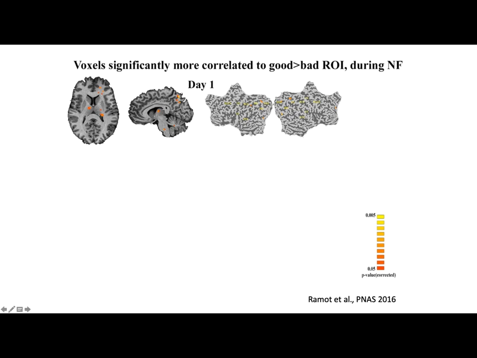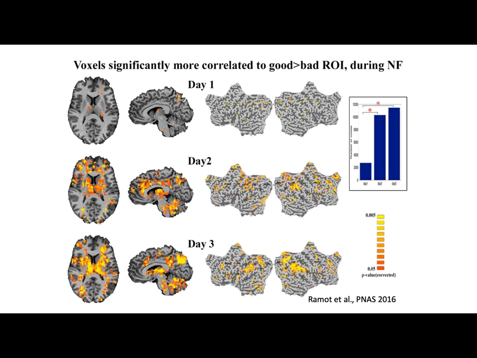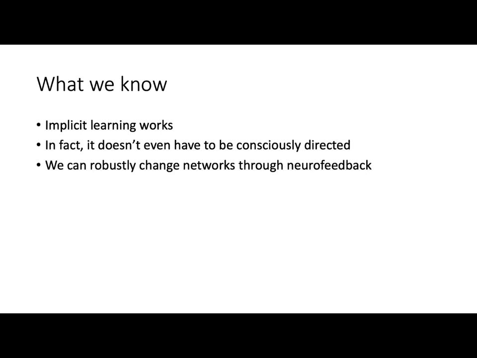And then we looked at connectivity in the brain. This is on the first day of training. These are voxels that are more correlated to the good ROI, whatever it was, right, whether it was faces or places, than to the bad ROI. And on the first day, there's no significant difference. On the second and third day, there's significantly more voxels that are correlated to the good ROI. So the training worked, and we changed connectivity in the brain. Even though people had no idea what they were doing, they weren't trying to learn. They were just inherently motivated by the good and bad sounds. Okay, so training can be implicit, and people don't even have to be trying for it to work.